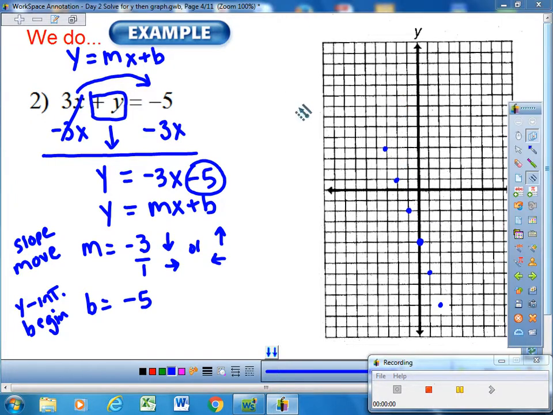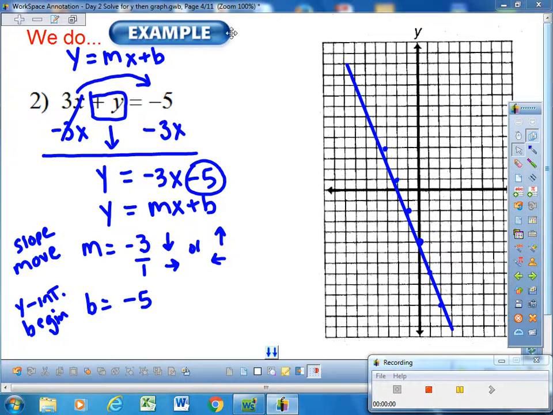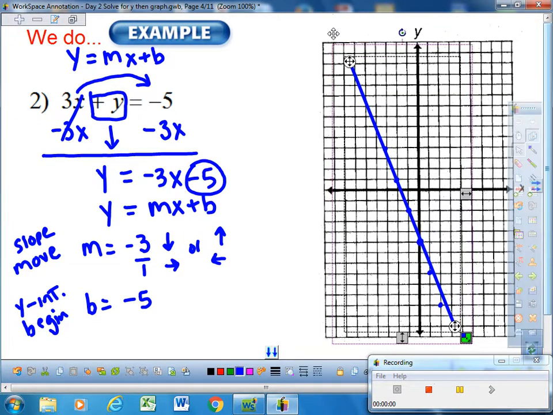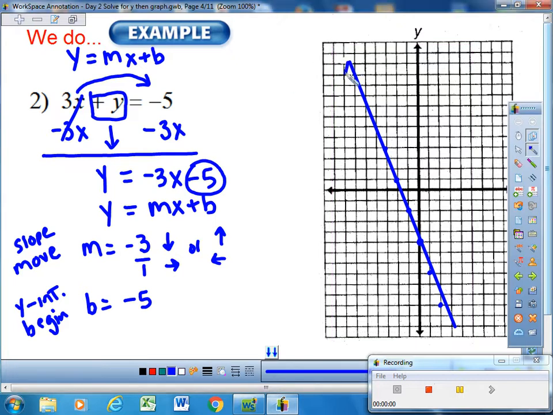And then again, with your straight edge, draw your line. And don't forget, put arrows on your line and make sure that it goes through your whole graph. And don't forget, test slope dude. Nice, negative. What's your slope? Negative.